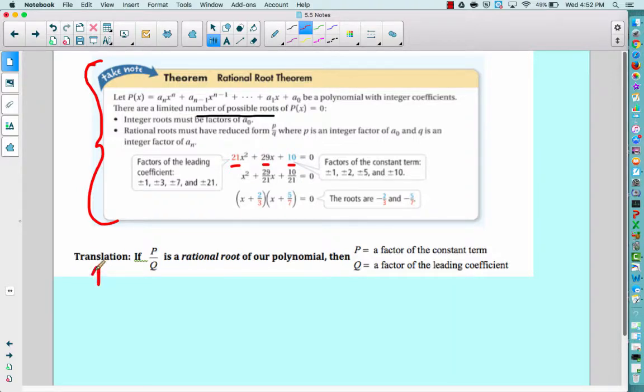My translation of that whole box is that if you take a factor of the constant term and a factor of the leading coefficient and you write them as a fraction and consider both the positive and negative values of them, any one of them could be a possible rational root to the polynomial. All right, so let me show you what I mean.